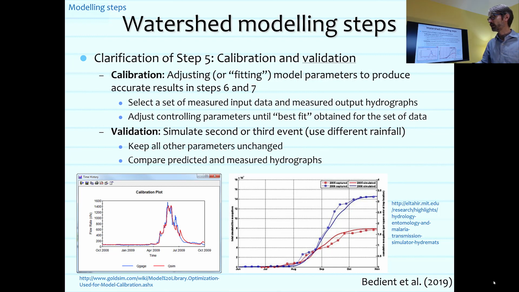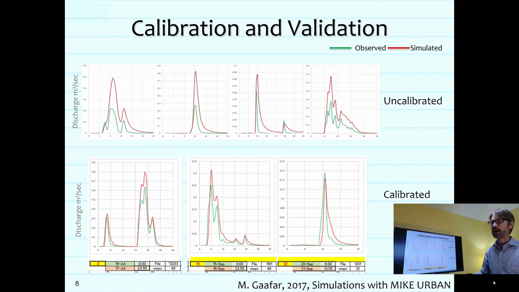To validate then, we simulate a second or a third event in our calibrated model using different inputs. We keep all of the other parameters unchanged, and then we compare the predicted and measured hydrographs from our different input values.